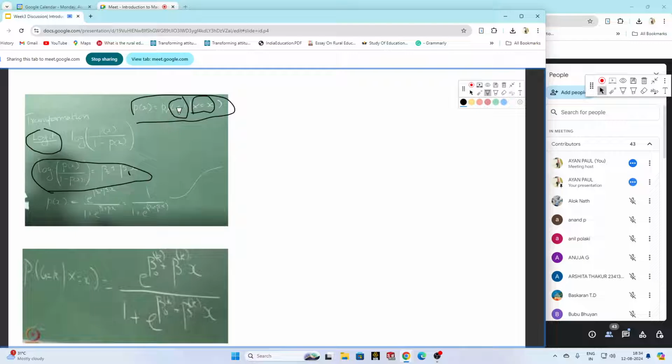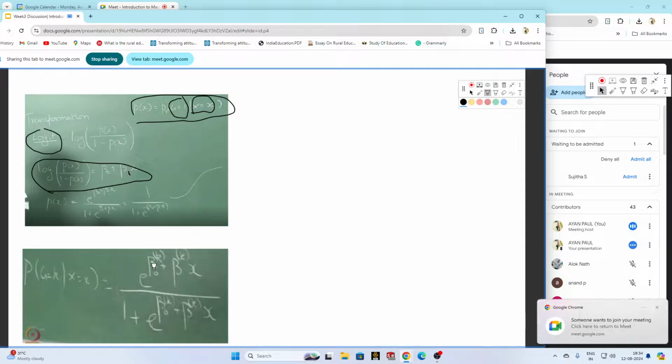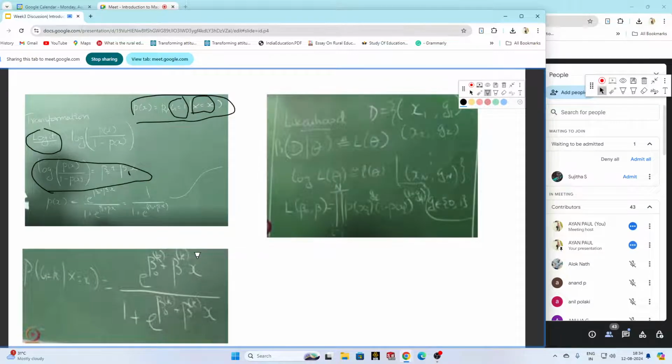Now we are talking about when the group was 1. What if the group is k? For that, the same equation applies, only the beta naught and beta 1 values will be for that k group. So only k we have implemented. Now this is not our main target. Our target is to find out the likelihood.